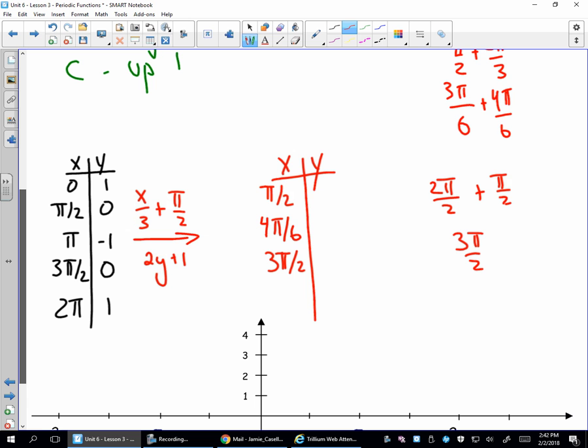Okay. If you stop and think about these, the fractions can all be written with a common denominator. Pi over 2 is actually the same thing as 3 pi over 6. This is 4 pi over 6.